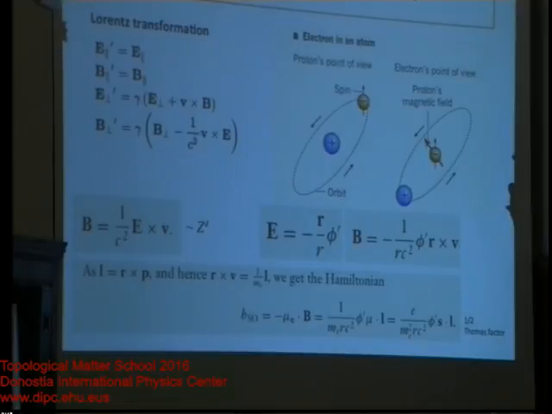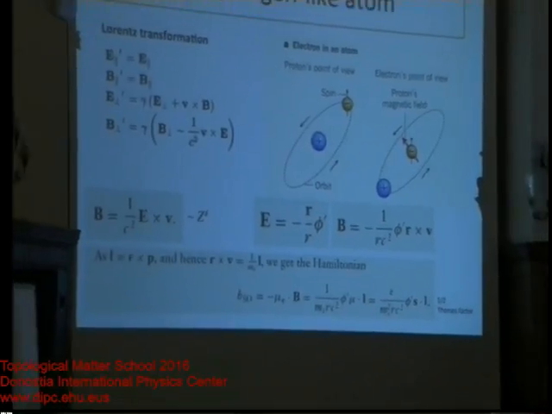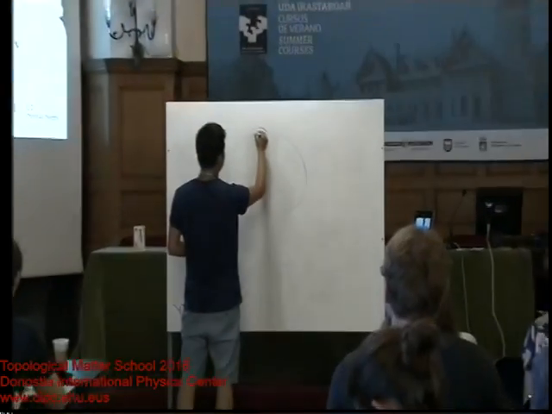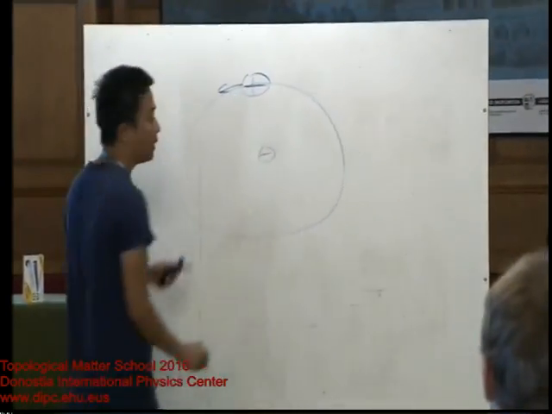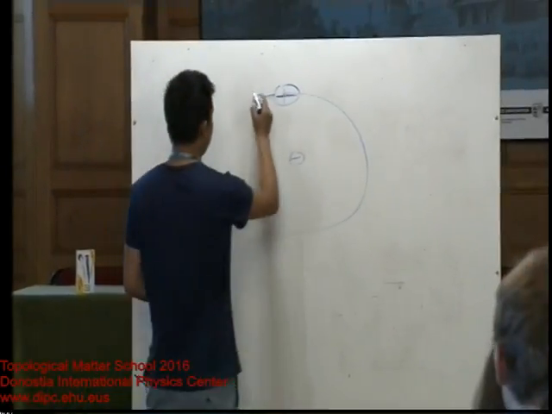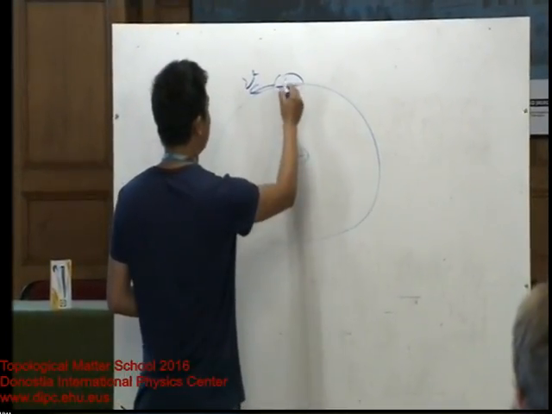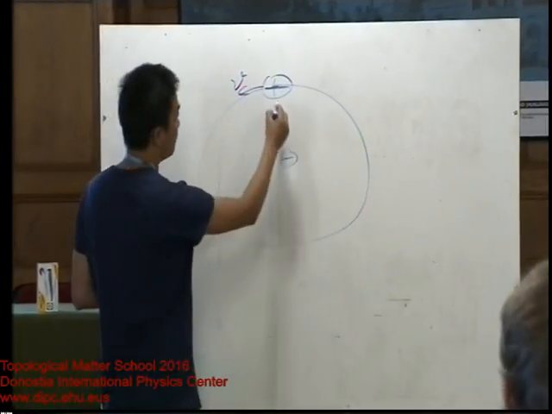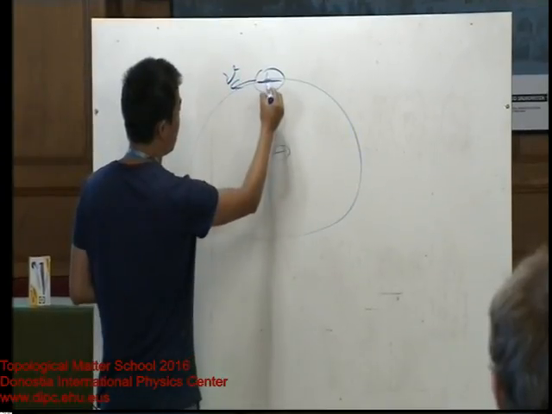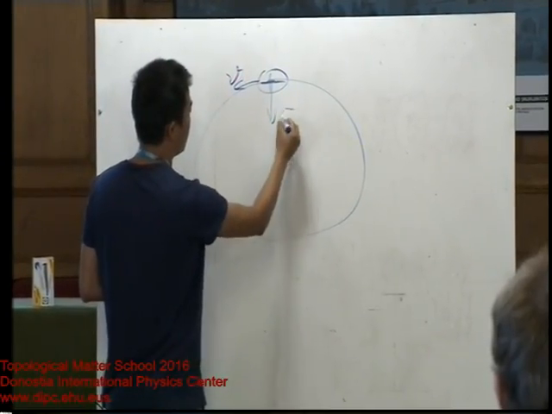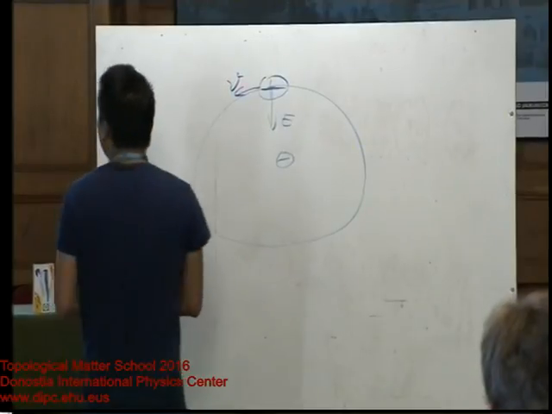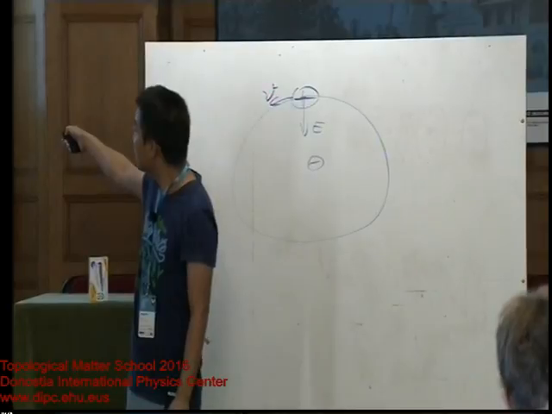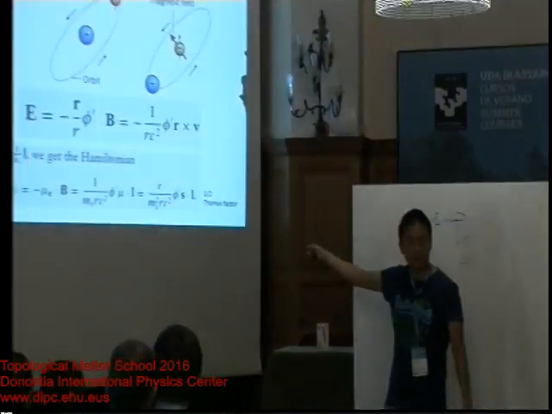Here I just copied that figure. This is the electron, and this is the nucleus. Let's say the nucleus moves with speed v. Then the electric field the electron will feel is this electric field E. In this coordinate system, the electron is just moving with the speed, circling around.